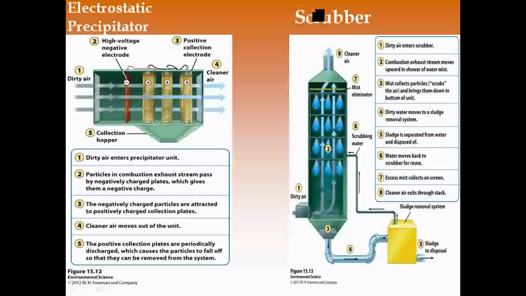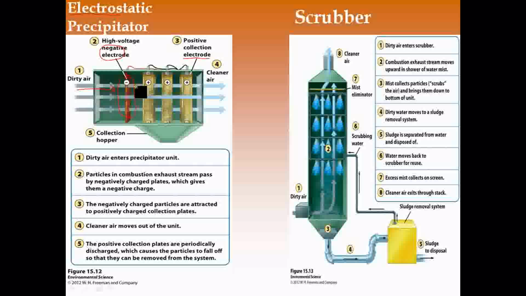Here is the electrostatic precipitator, and as it sounds, electrostatic means electricity is used. Sure enough, what happens here is the dirty air goes through a charged container, a high voltage negative electrode, and so that kind of makes all of the solid material negatively charged as it goes through here, and then there's a positive electrode further down the pike.